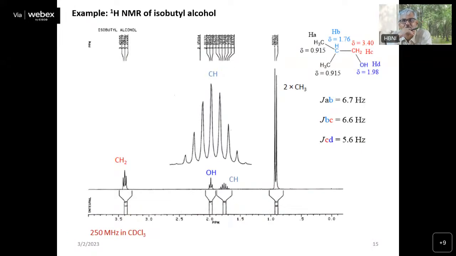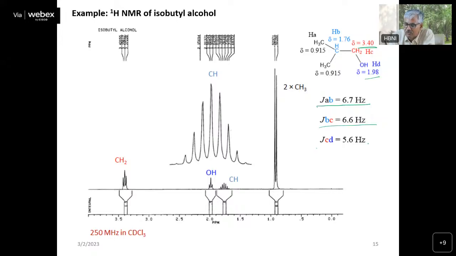If you see, there are 4 different groups of protons. The methyl comes around 0.91 ppm, the CH comes at 1.76 ppm, and then the hydroxyl proton comes at 1.98 ppm, and the CH2 comes at 3.40. You can very easily calculate the chemical shift of these protons.